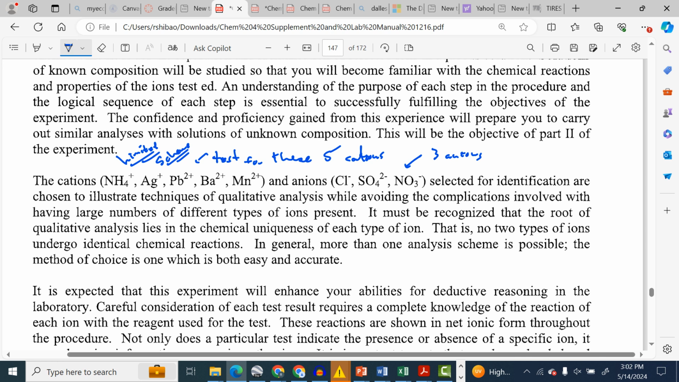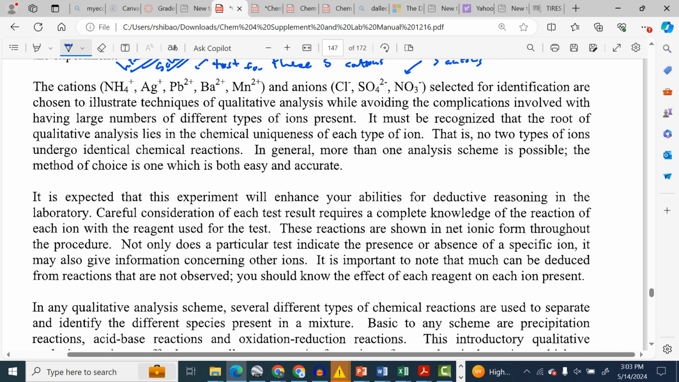Others of these, we run a sequence of steps. That is separation steps and detection steps. So silver, lead, barium, and manganese are run in a sequence called a qualitative analysis scheme. So in part A, we detect ammonium. In part B, we detect these 4 cations. And then C, D, and E are individual tests for chloride, sulfate, and nitrate, respectively.